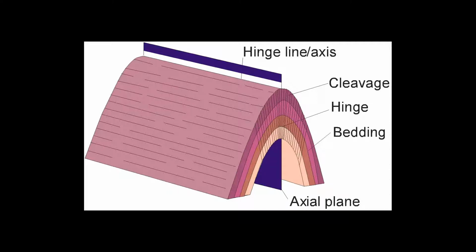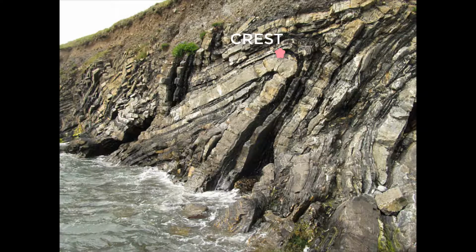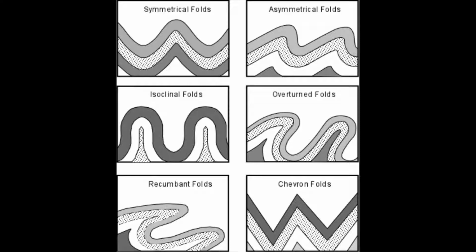On folds we can define the hinge, which is the maximum curvature, and limbs, sides of relatively similar dip. The crest of a fold is the line of highest points, which may or may not coincide with the hinge, depending on the orientation of the fold. Folds may be symmetrical, where the two limbs are the same length, or asymmetrical, where the limb length differs.